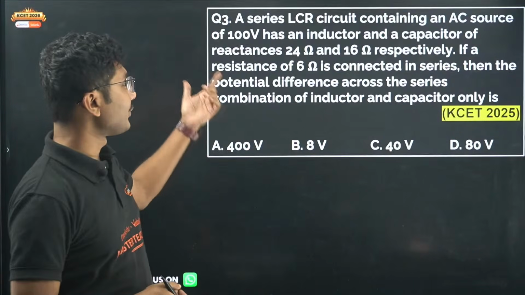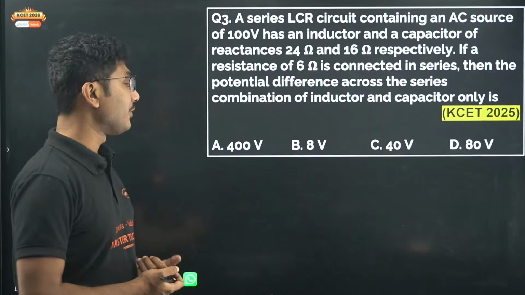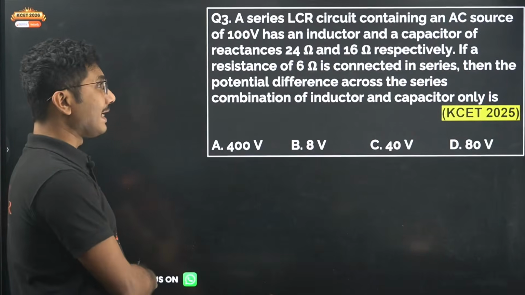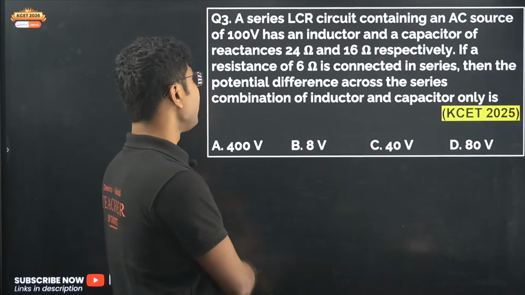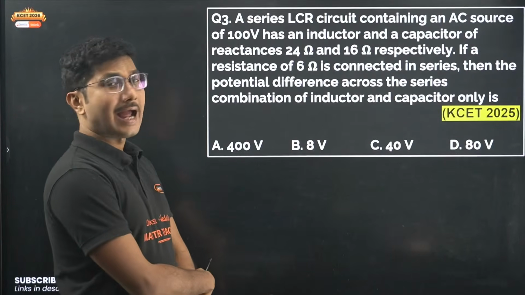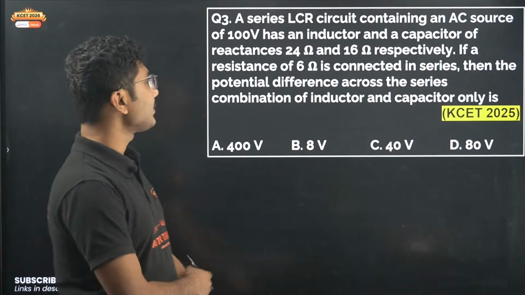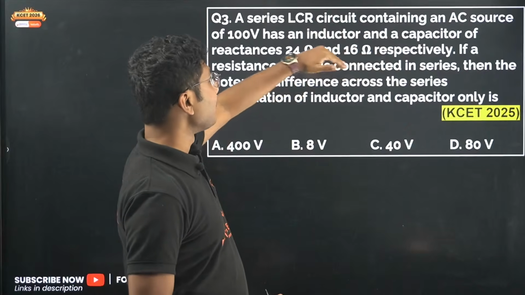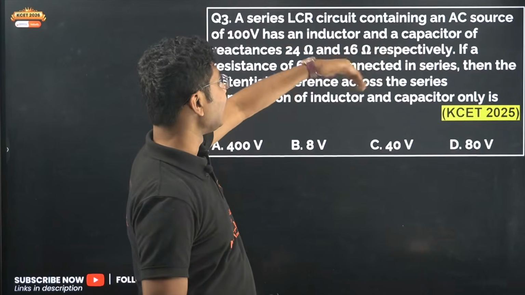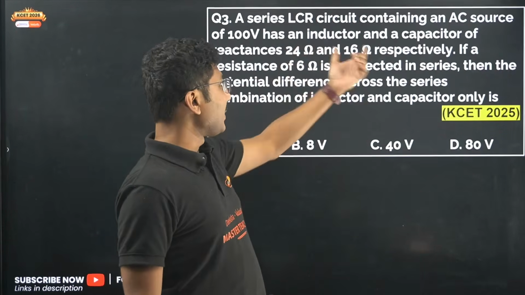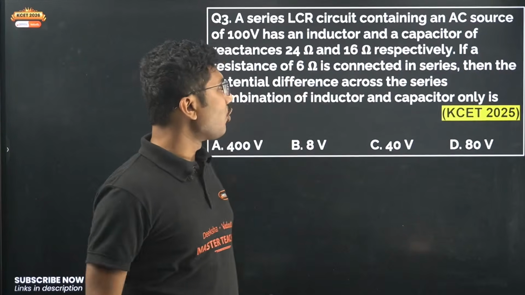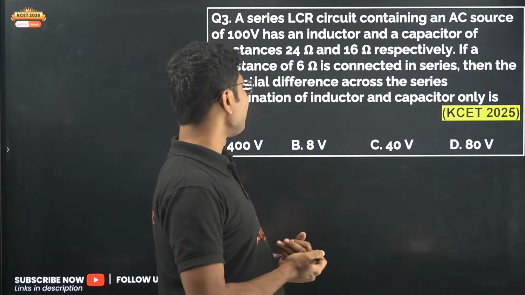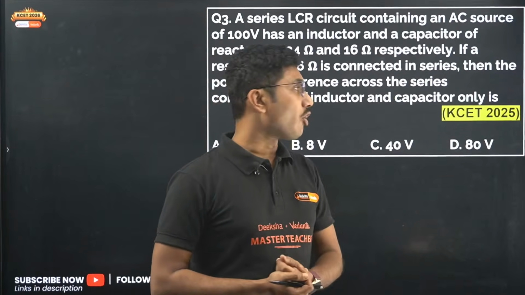Now let's move on to question number 3. Again, this is from 2025. A series LCR circuit containing an AC source of 100 volt has an inductor and a capacitor of reactances 24 ohm and 16 ohm. So it is mentioned that inductance and capacitance are both provided respectively. If a resistance of 6 ohm is connected in series, then the potential difference across the series combination of inductor and capacitor only will be.